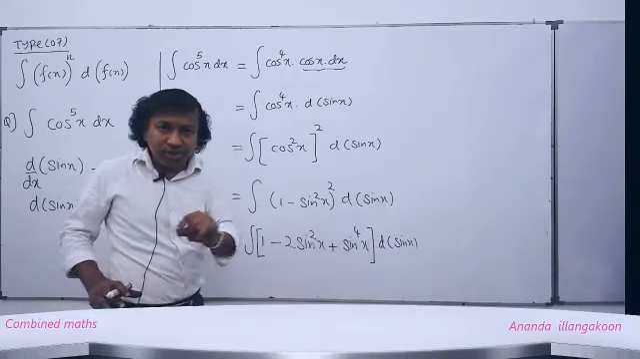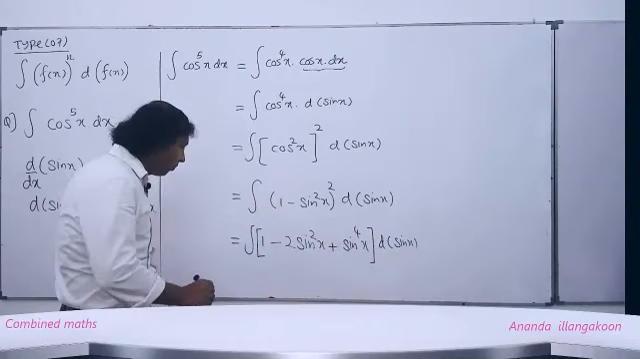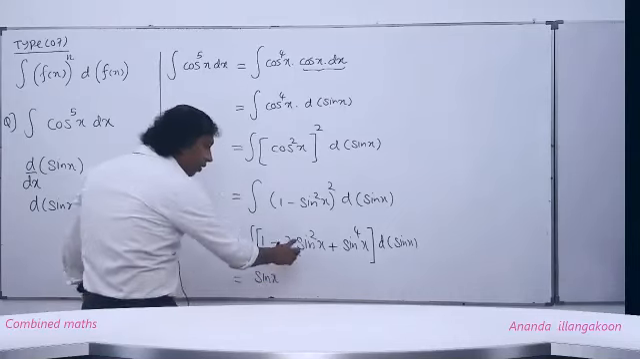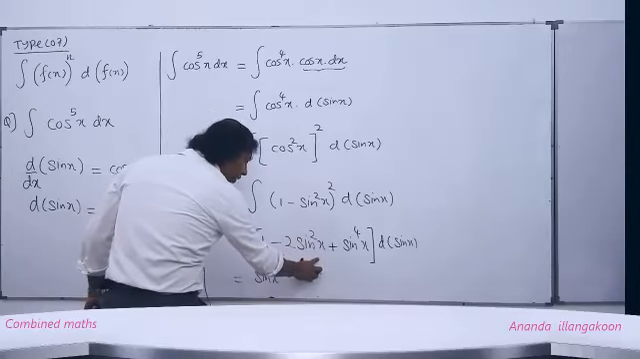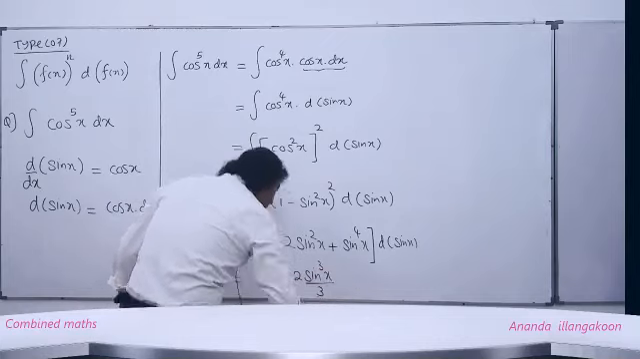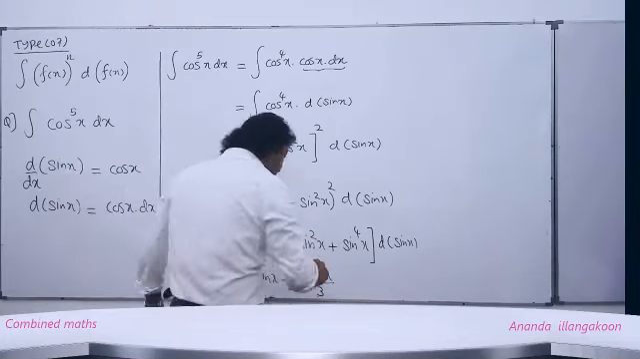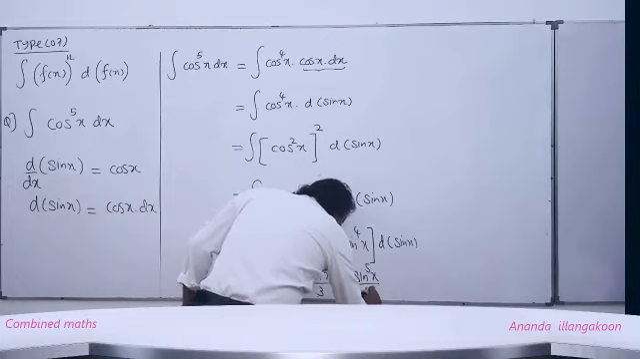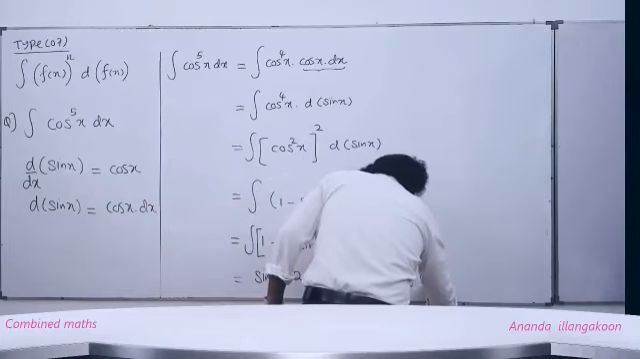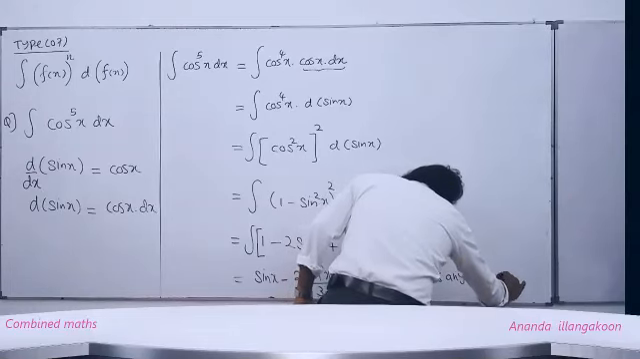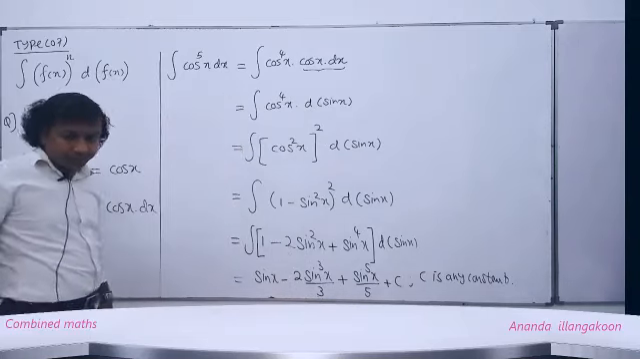For sin x, mentally put capital X and keep doing this. Then you get what, people? Here, this is now sin x. Here, add 1 to this power and divide by the new power: minus 2 sin cube x by 3. And here, sin to the power 5x by 5, plus c. C is any constant. Right now, people?